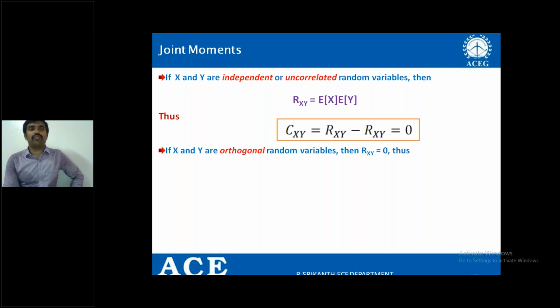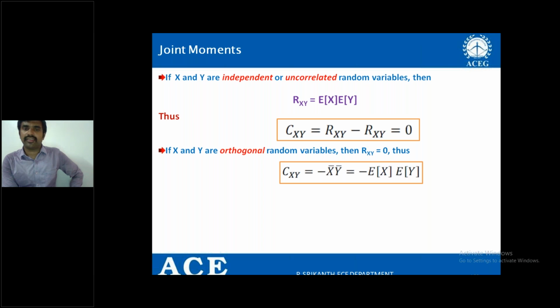And if x and y are orthogonal random variables, in the sense we know that Rxy equal to 0, then what is going to happen to the covariance? Covariance equal to minus x bar y bar, or minus E of x into E of y, right? These are the different conditions. And now, what is the condition for the orthogonal random variables? The two random variables are said to be orthogonal if the correlation function Rxy equal to E of xy equal to 0. The two random variables are said to be independent if the correlation function Rxy equal to E of xy equal to E of x into E of y.